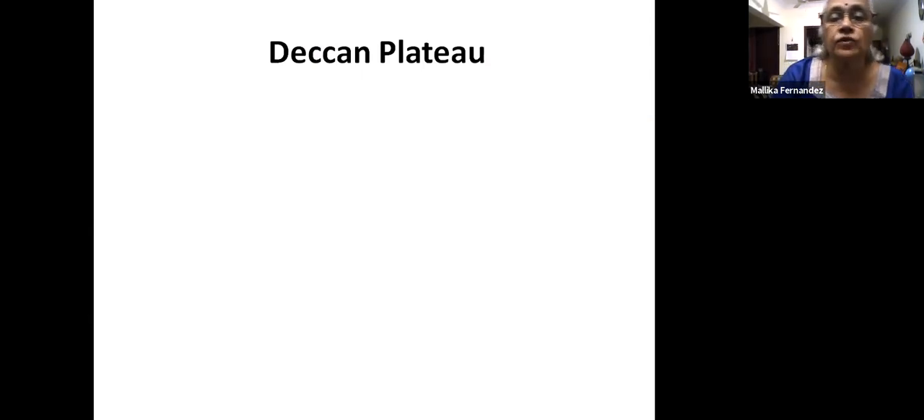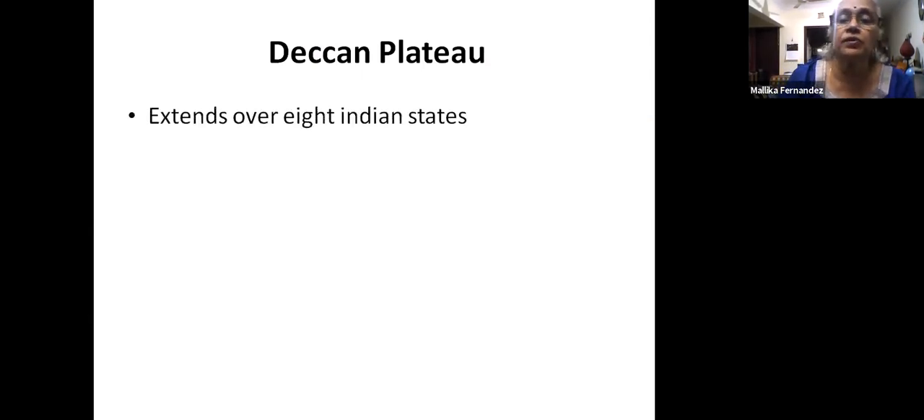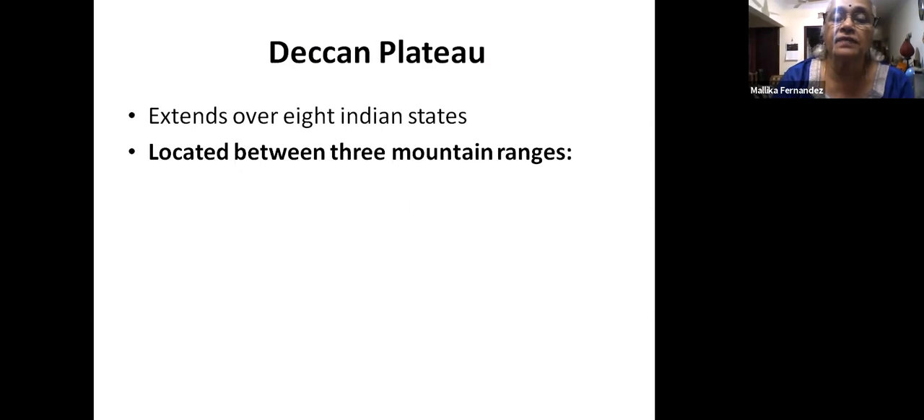So Deccan Plateau, south of the Satpura Range. It extends over 8 Indian states, right? What are the Indian states? Maharashtra, then you have Odisha, then you come down, you have Telangana, Andhra Pradesh, then Goa, and Karnataka, and then Tamil Nadu and Kerala. Okay, so 8 Indian states.